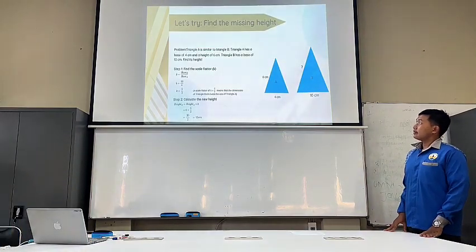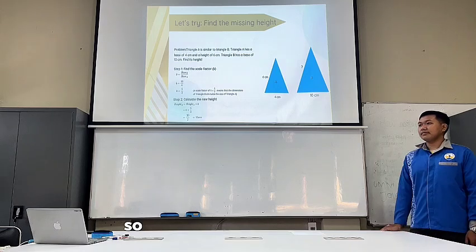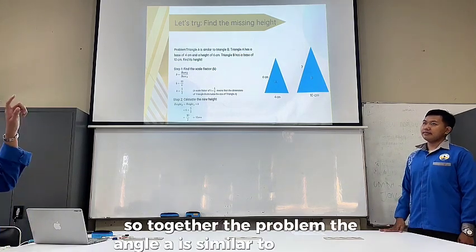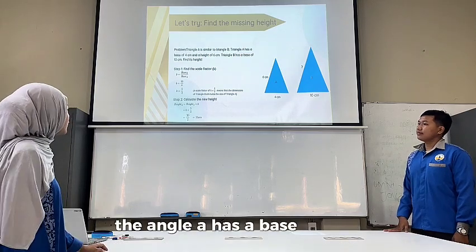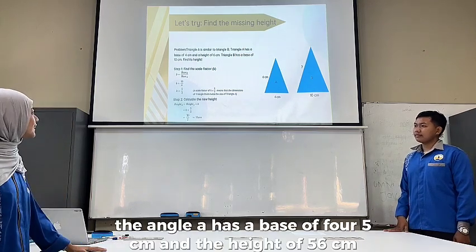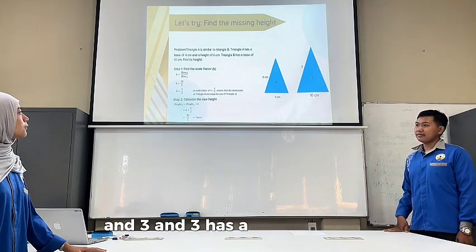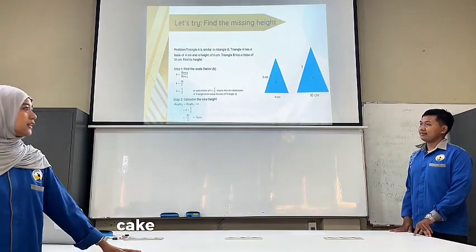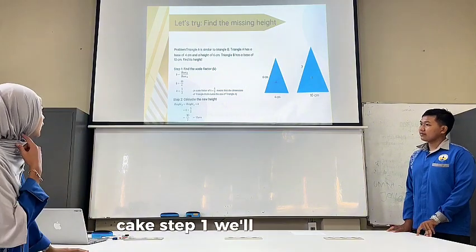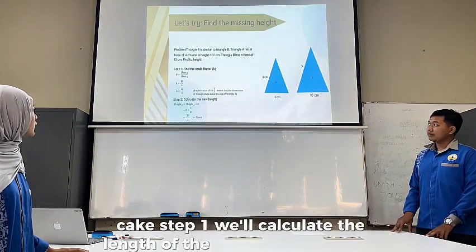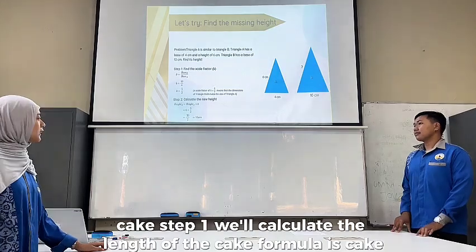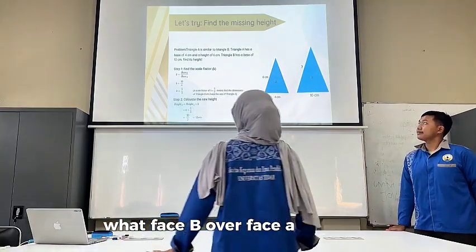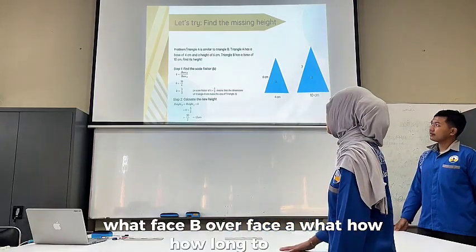Next, okay, let's solve the problem together. Triangle A is similar to triangle B. Triangle A has a base of 4 cm and a height of 6 cm, and triangle B has a base of 10 cm. Find its height. Step 1, calculate the scale factor k. The formula is k equals base B over base A.